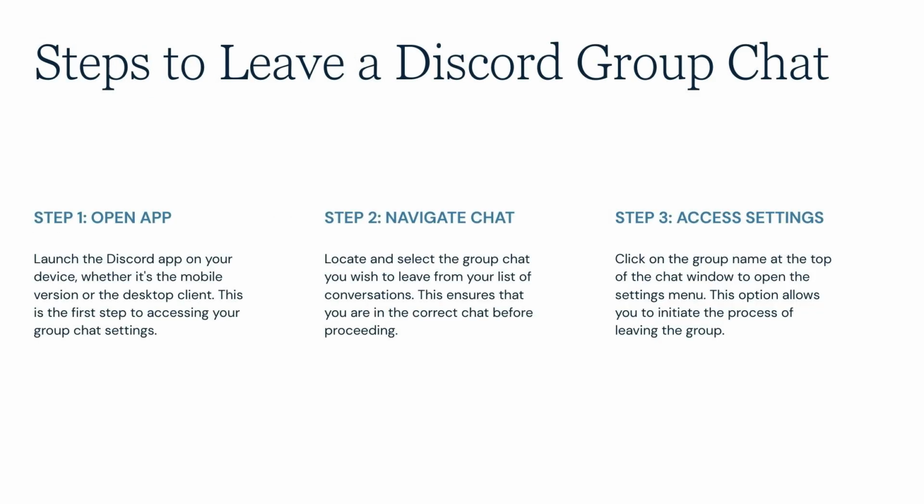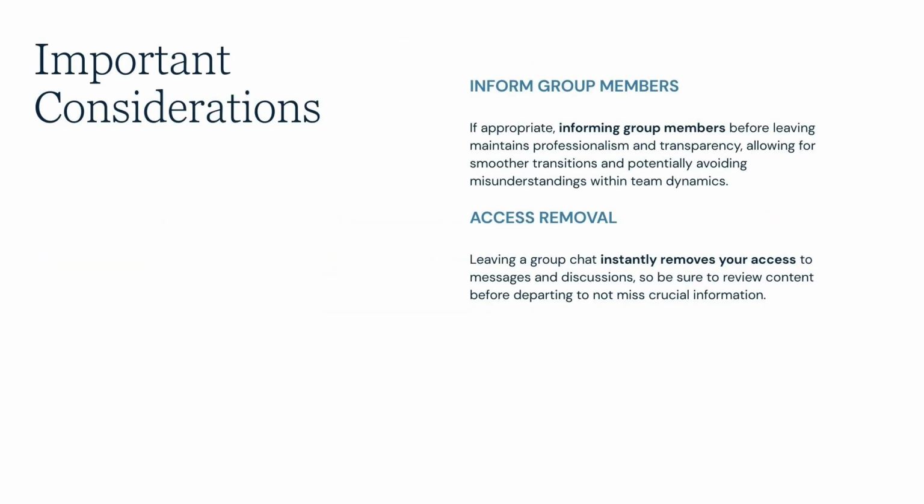Discord will ask you to confirm your decision. Click Leave Group again to confirm. You will immediately be removed from that conversation. The group chat will disappear from your direct messages list and you will no longer receive any notifications from it.